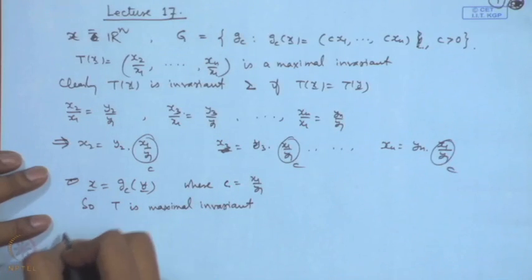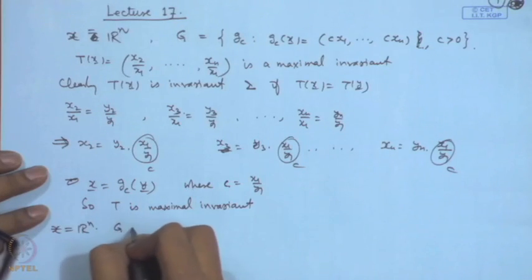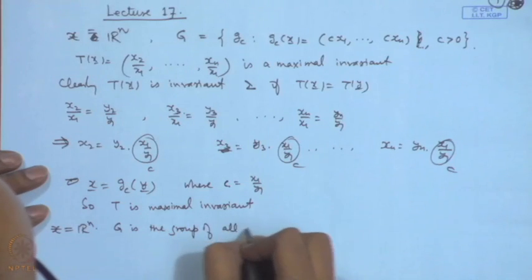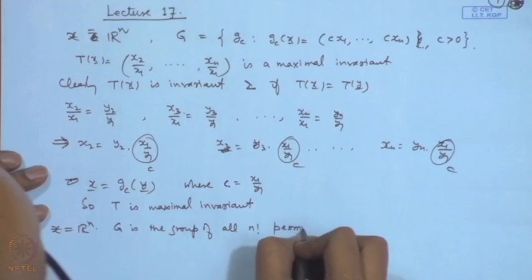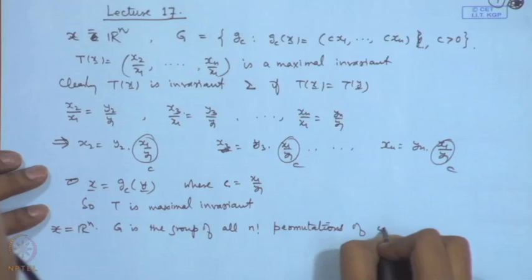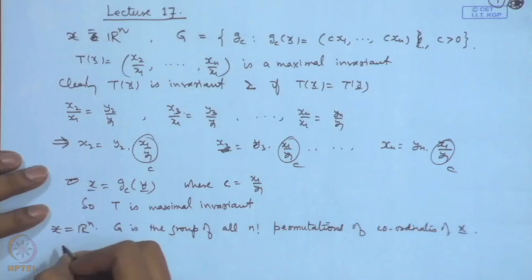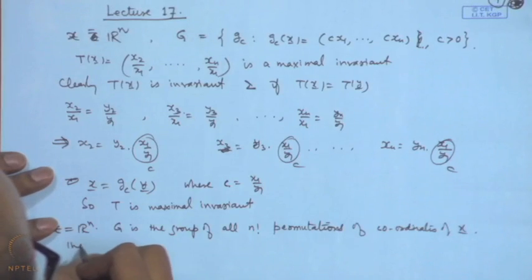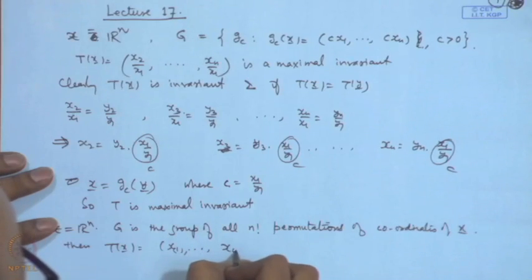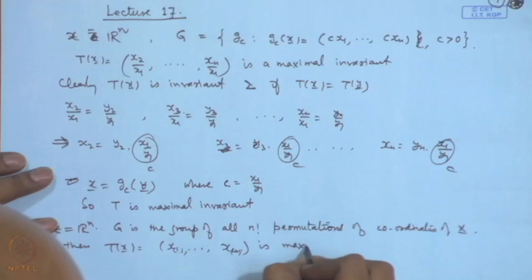Let us take another example, say X is equal to R^n and G is the group of all n factorial permutations of the coordinates of x. Then T(x) is equal to the order statistics x(1), x(2), ..., x(n). This is a maximal invariant.